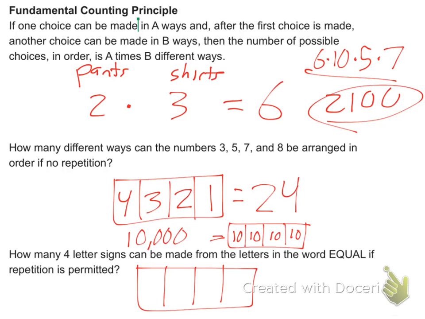How many letters do I get to use in the first spot, though? 1. How many letters are in equal? 5. Can I reuse that letter, though? Yes. So how many do I get to choose for the second one? 5. And 5 again, and 5 again, because I keep on reusing letters. So, 5 times 5 times 5 times 5 is 25 times 25, 625. There are 625 signs that can be created using those 5 letters. 4-letter signs.